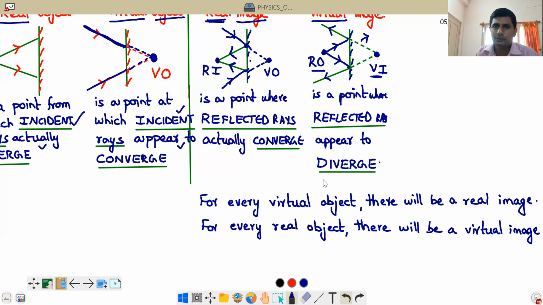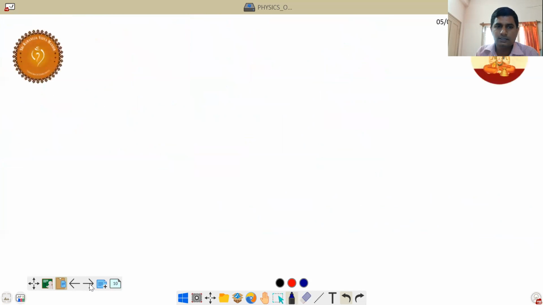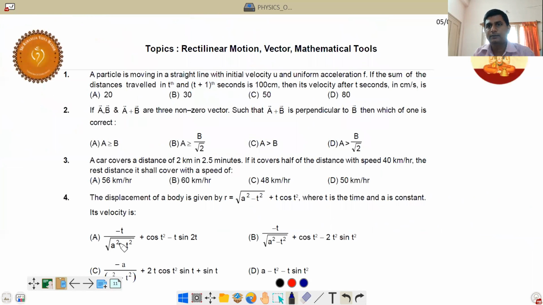Today I discussed up to here. And as I told you, I've given 2 homeworks. Homework number 1 is to study these 4 definitions thoroughly. And homework number 2 is that I'll give some questions from the first year topics, so that you will not forget the first year topics also. So today's topic is rectilinear motion, vectors, and mathematical tools. So I have given 8 questions.